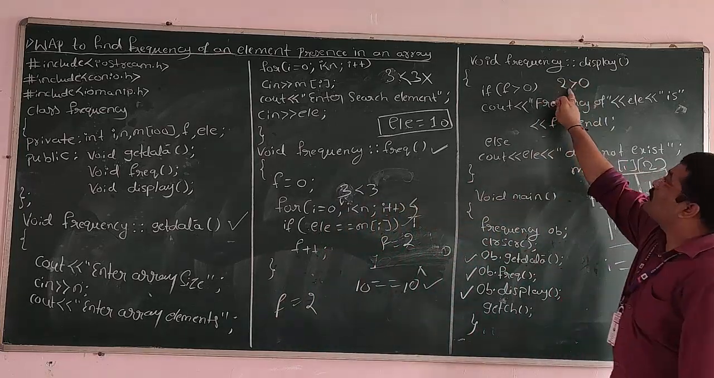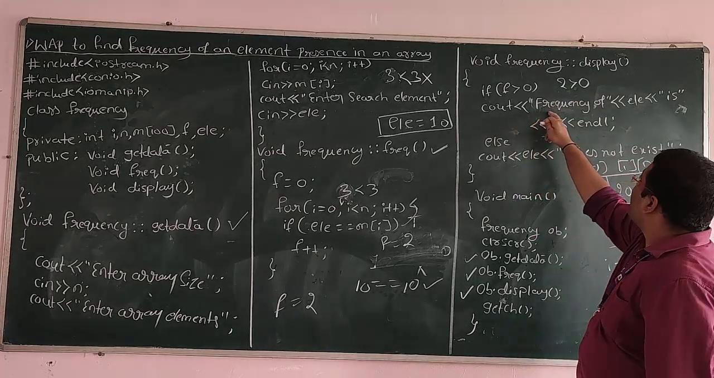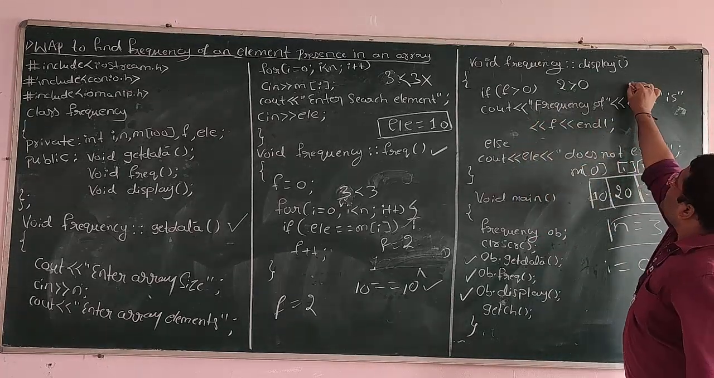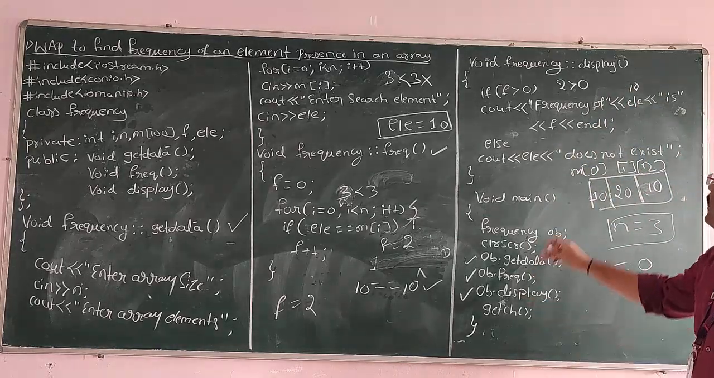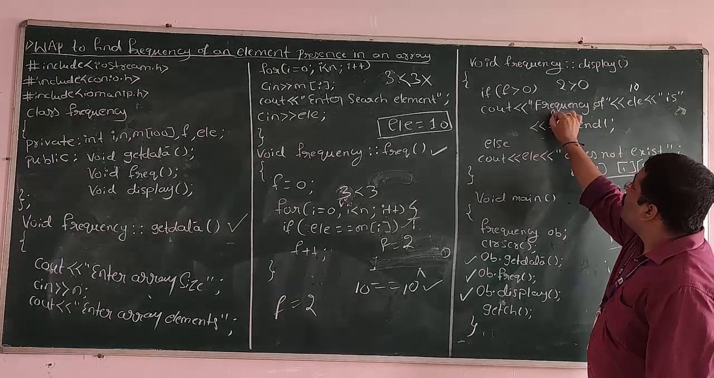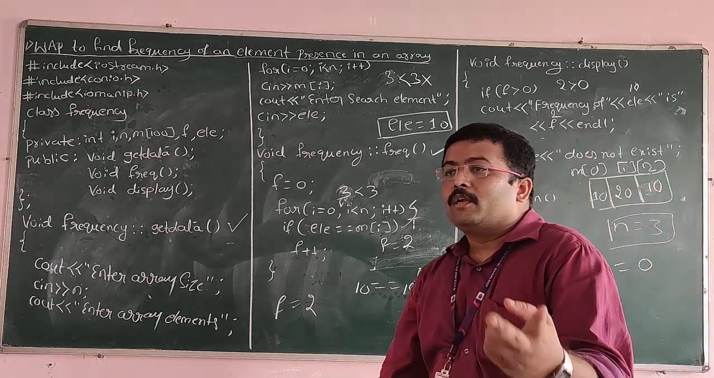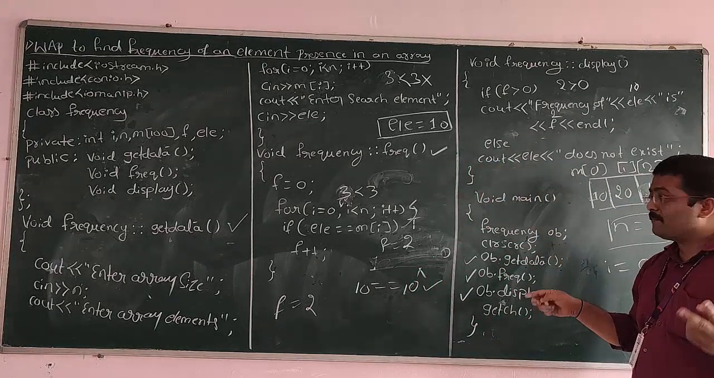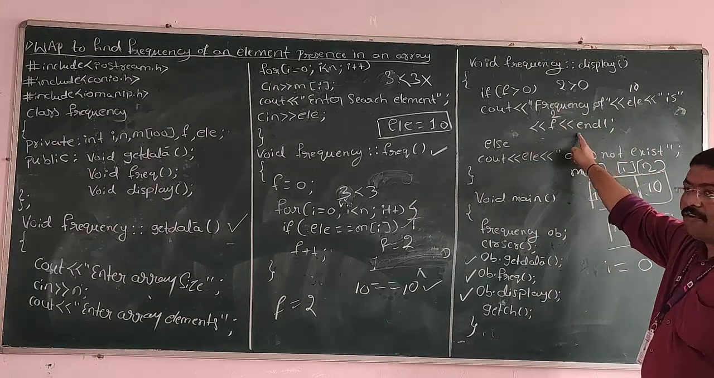Yes, the condition is true. Then this statement will be executed: frequency of element, where the element value is 10. The search element is 10, and the frequency of 10 is the f value, which is 2. So the output says 10 is present 2 times, the frequency of 10 is 2. Then that will be printed.